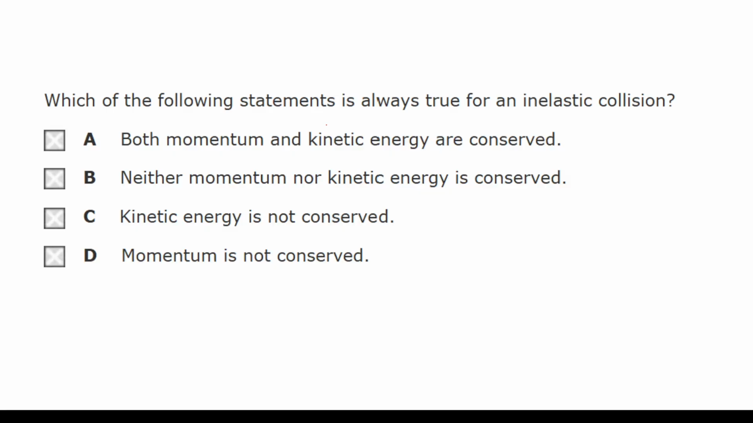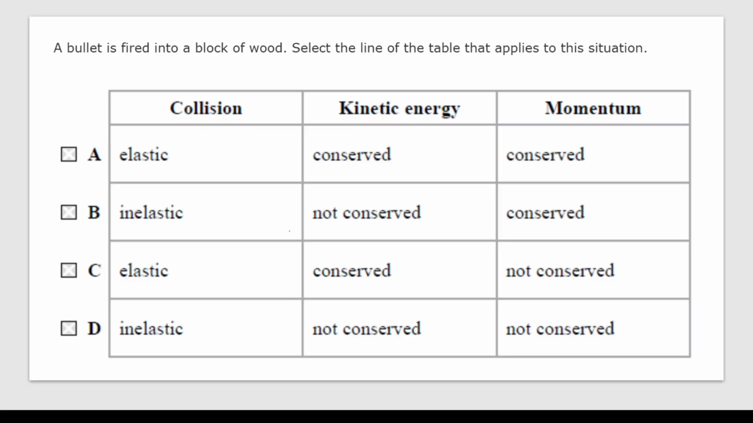Which of the following is always true for an inelastic collision? Pause and figure it out. If you've done that, the answer would be both momentum... okay, so this is not right. Momentum is conserved, but kinetic energy is not conserved. Conserved means it will not be lost. Neither momentum nor kinetic energy is conserved: this is not right. This one says kinetic energy is not conserved, momentum is. Kinetic energy is not conserved, so that's your answer, because momentum is always conserved.